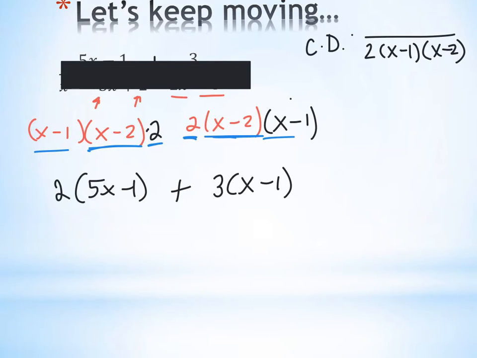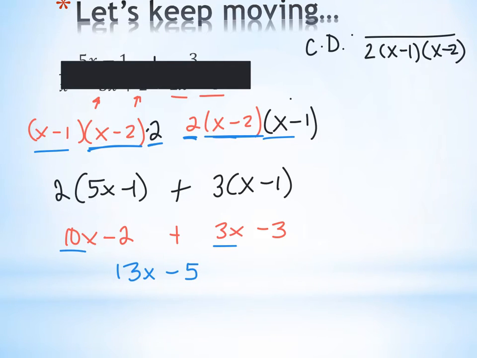And so here, when I FOIL this, I get 10x minus 2 plus 3x minus 3. And then I can go ahead and combine those together. So I get 10x plus 3x, which gives me 13x, and then minus 5 as a total. Now there are no common factors between 13 and 5, so I know that I'm pretty much done there.